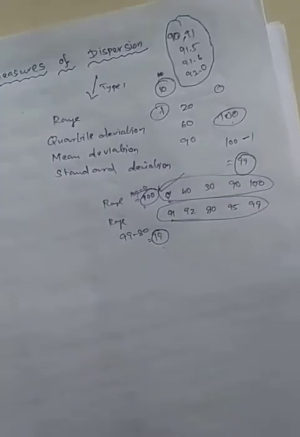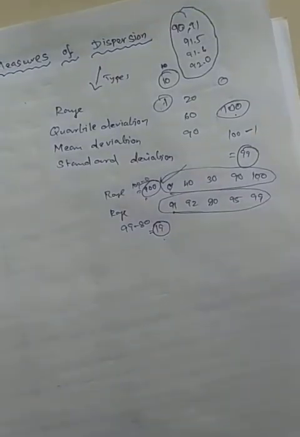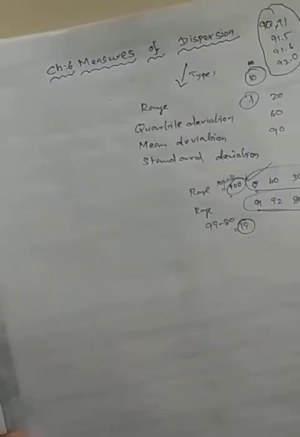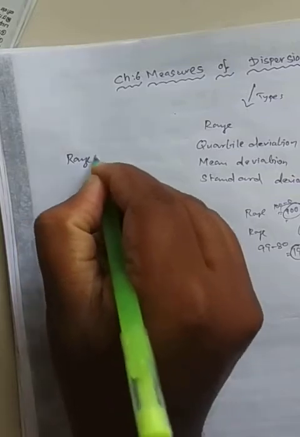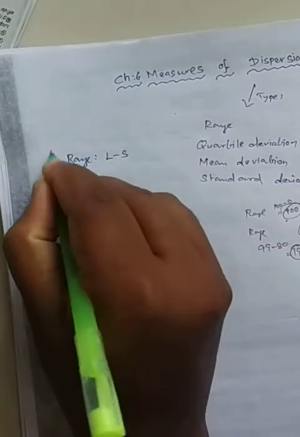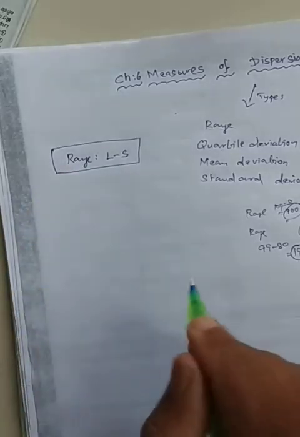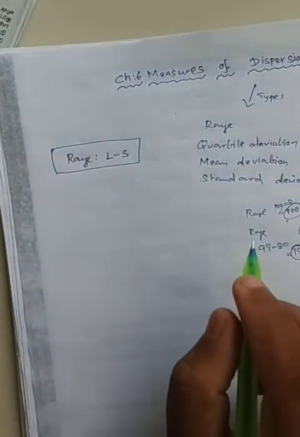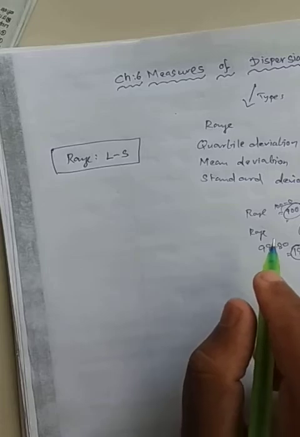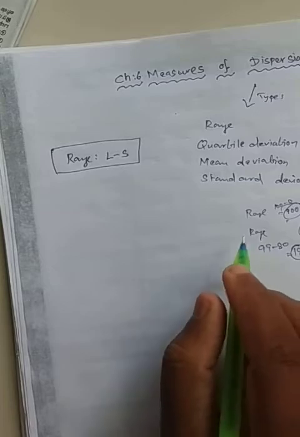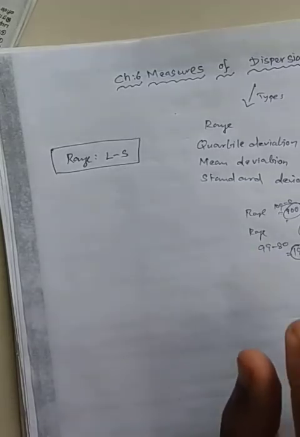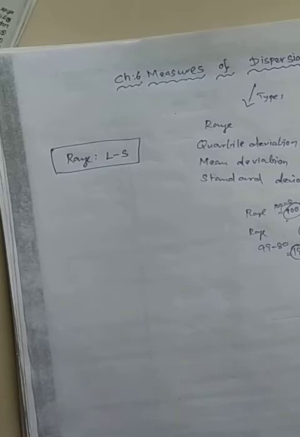This only we are going to find today. As you know, we have raw data and group data. First we'll write the formula for range, and then we'll go to the next things. The range formula is L minus S, largest value minus smallest value. This is the formula we calculate for raw data. For group data, we find the difference between the upper class limit and the lower class limit, or the lower class limit of the first class interval.